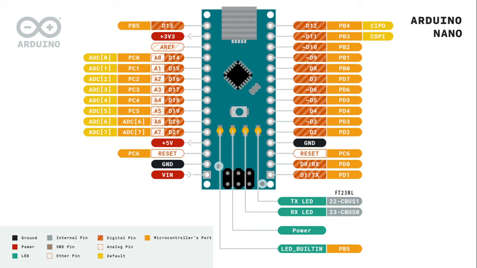So for this experiment, again, we will be using the Arduino Nano, and this is the pin out diagram of the board. We will be utilizing the D9, D10, D11, and D12, as well as the positive 5-volt supply and the ground of this board.